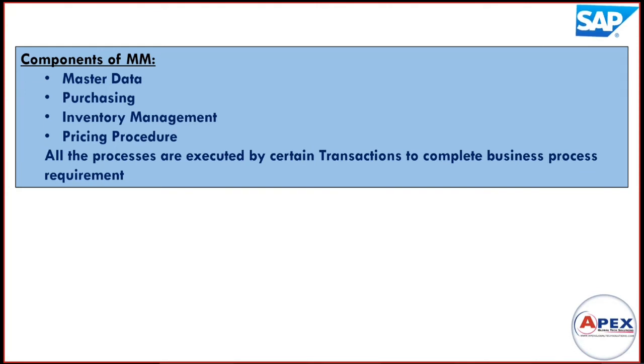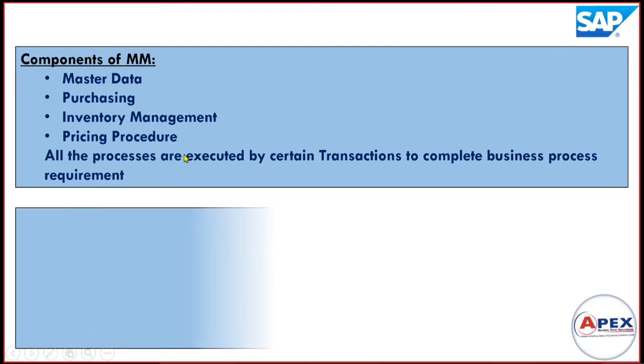Okay. So all these, see, these are the components and are also called processes. These processes are executed by certain transactions to complete the business process requirement. So these are all the processes we are going to execute. We are going to operate using certain transactions. Transactions means we are going to use some transaction codes in SAP. Okay, that I will tell you one by one. You will come to know the exact things. Okay, so to complete the business process requirement, we are going to use these components, also called processes.